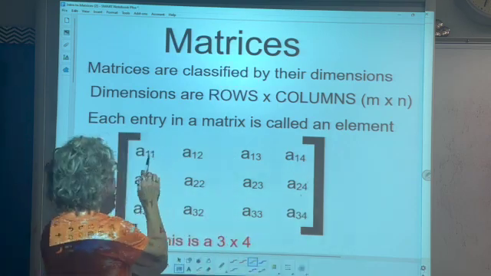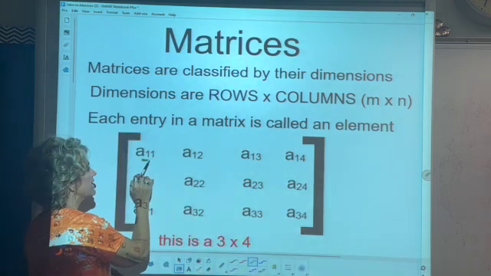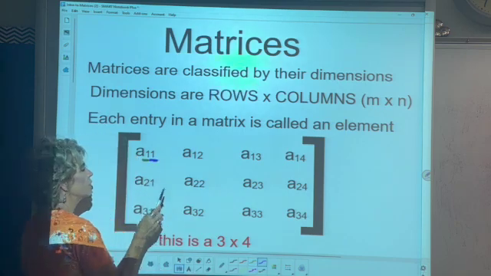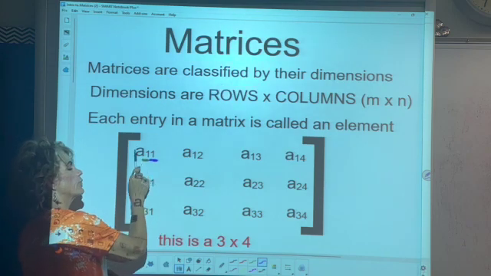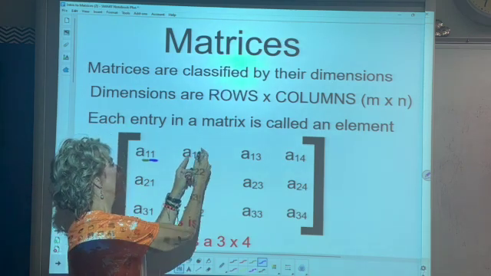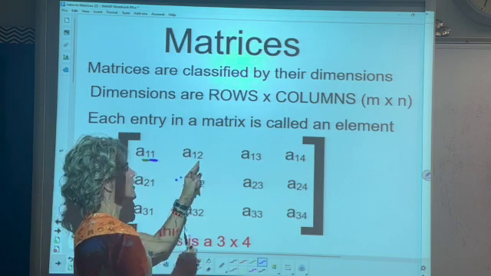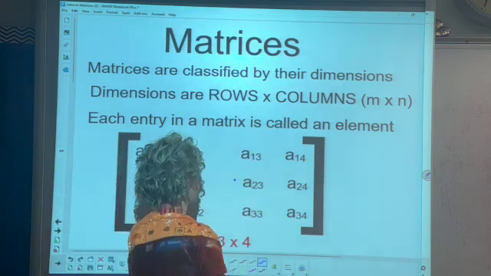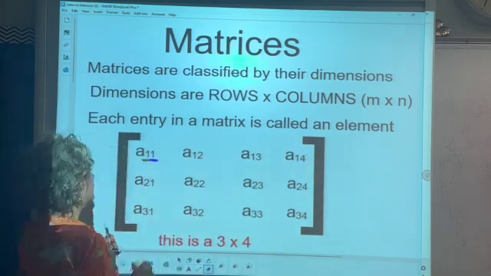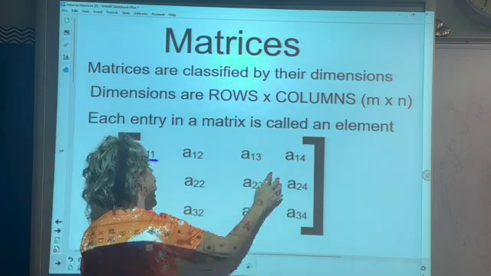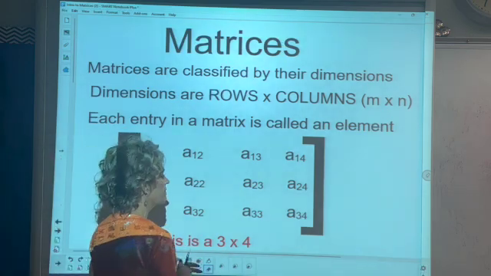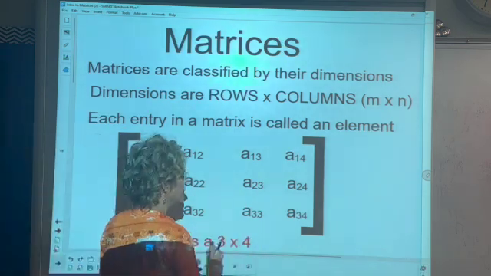So your first number here is the row. The second number here is the column. First row, first column, that's the first one in the first row, first column. Here's the first row in the second column. First row, you're in the third column, okay? First row, you're in the fourth column. So either way you look at it, you can classify each of these elements by where they are, by the rows and the columns. This is a 3 by 4 matrix, 3 rows, 4 different columns.